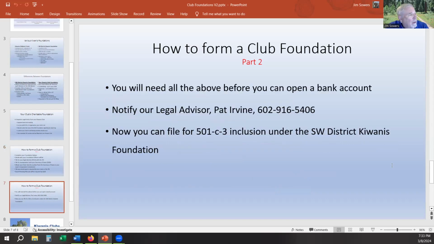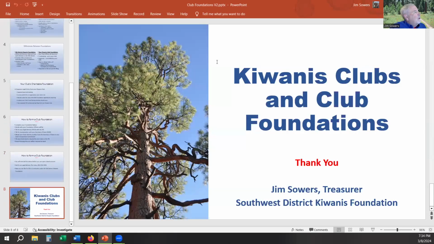And then you're going to need all that stuff before you go do that. And then you've got to notify the Southwest District legal advisor for this if you want to be attached to the Southwest District Foundation. Or you can go it alone and apply for that 501c3 status through the IRS, and you can wait and wait and wait and wait. And so those are the steps that you would go through to get your own 501c3 status, Mary.